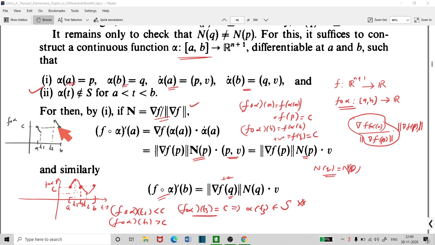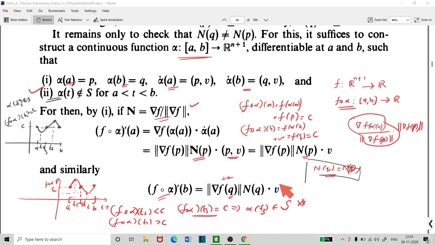So in between this T1 and T2 there is a point at which this function f composition alpha attains C. So there exists some T3 with f composition alpha of T3 equal to C. Then alpha of T3 is a point on S. So this is a contradiction for this 2 again. So if f composition alpha is decreasing at A and B, or f composition alpha is increasing at A and B, we have a contradiction, if we assume this n of q is equal to n of p.